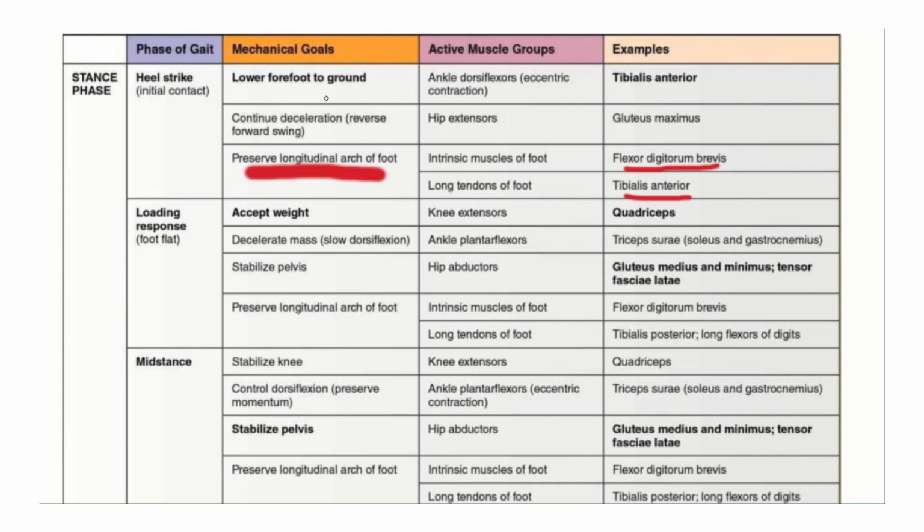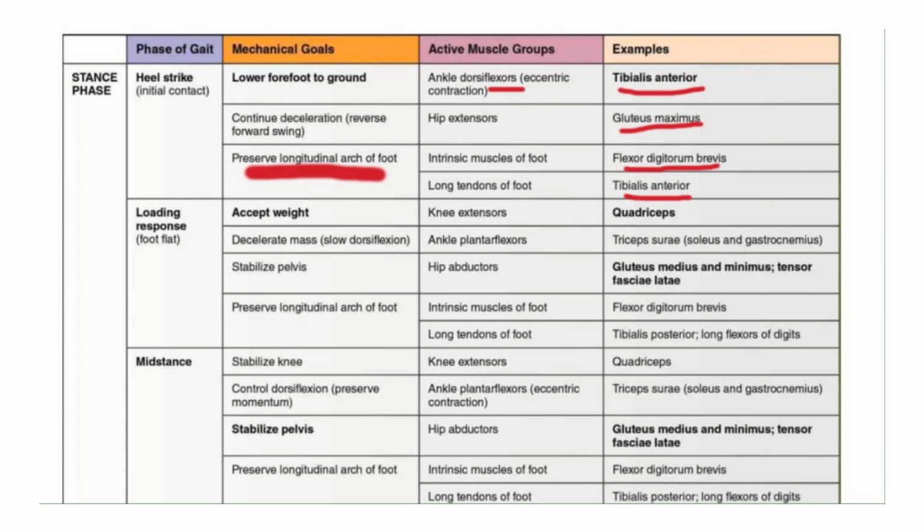Moreover, to lower the forefoot to the ground, there will be a little bit of ankle dorsiflexion, which will be done by tibialis anterior. And as the hip and knee are extended, the extensors of both these regions will be involved here. Mainly the hip extensor, the gluteus maximus, will have the major role during this phase. Okay, so that's what happens in the heel strike.